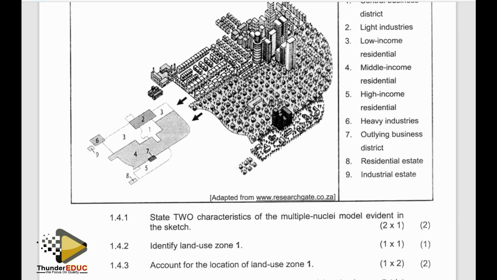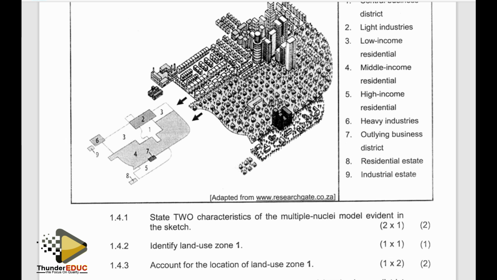And also it shows us that it's a multiple nuclei, as the name suggests, meaning to say that the city is organized around multiple centers. We have the core CBD here, and the activities are centered around the CBD. We have the outlying business district here. We also have activities happening around. This becomes a focal point for this area, and this also becomes a focal point for that particular area. So it implies that the multiple nuclei is shown there.